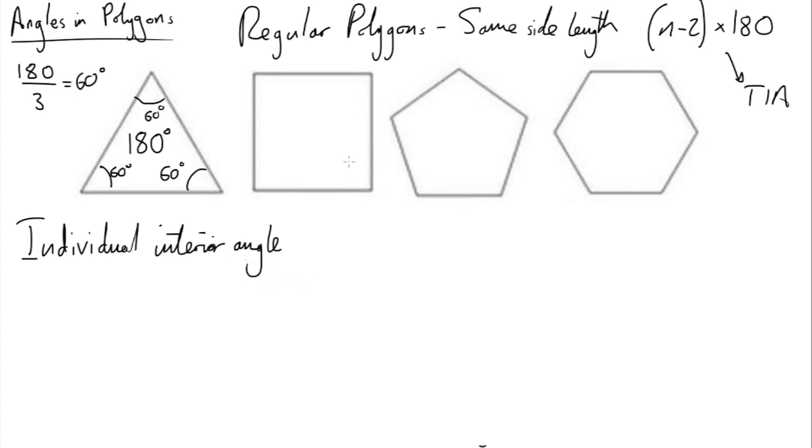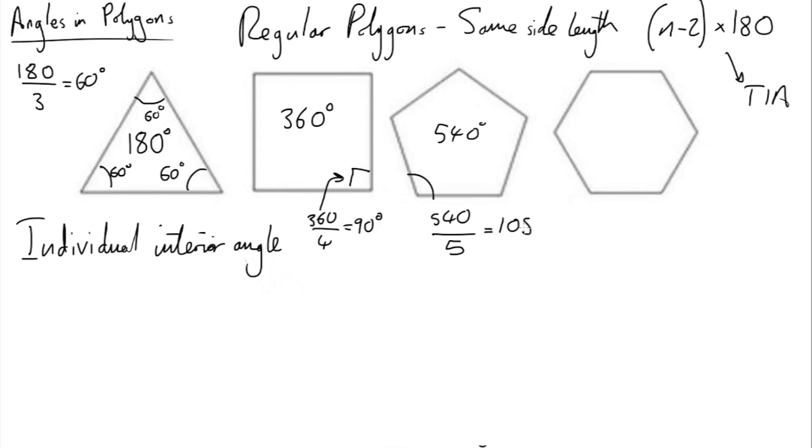Okay? I can do the same for a square. We start with 360. I divide by 4. We should know the answer to this anyway, but 360 divided by 4 gives us 90 degrees. For a pentagon, okay, remember that we started with 540 degrees. If we divide this by 5, we get 108 degrees.